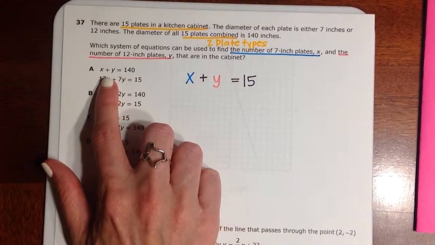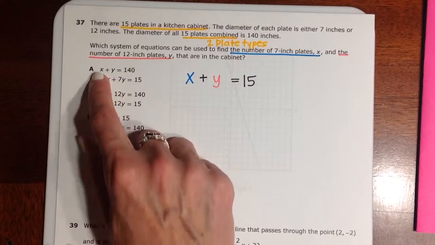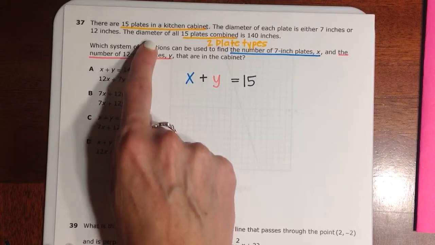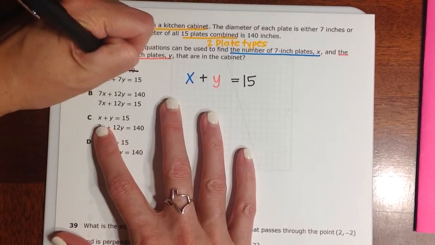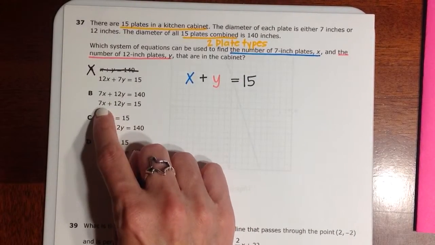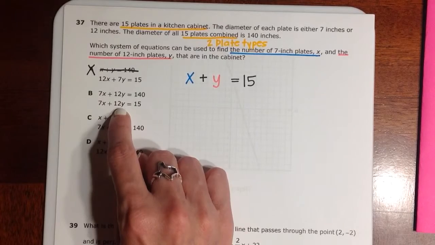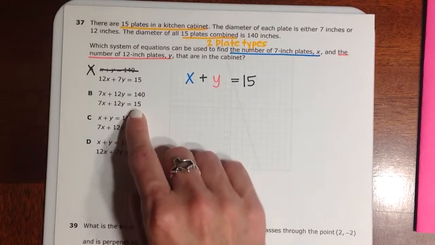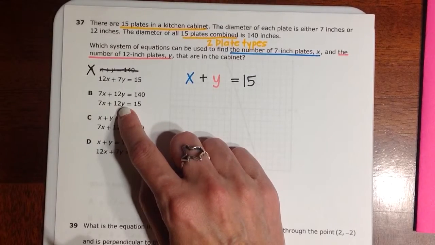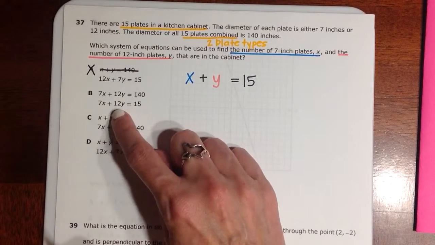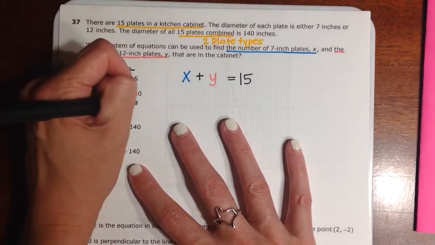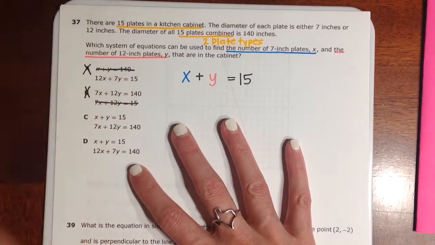So now I'm going to start looking at my answer choices. x plus y. If I add the number of small plates and the number of big plates, it's not going to equal 140. I don't have 140 plates in the cabinet. So A cannot be it. Here, they're saying multiply by 7 and multiply by 12, and that's going to equal 15. If I had one 7-inch plate and one 12-inch plate, 7 plus 12 is not 15, which means I'm going to end up with more plates than I have in the cabinet. So that is not correct. B has to be thrown out.